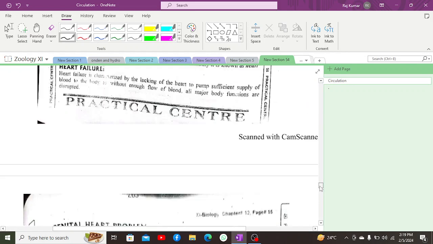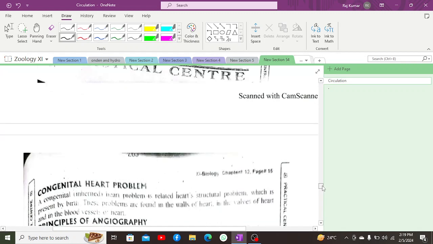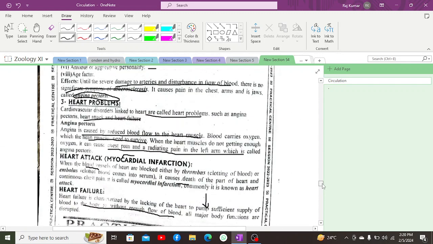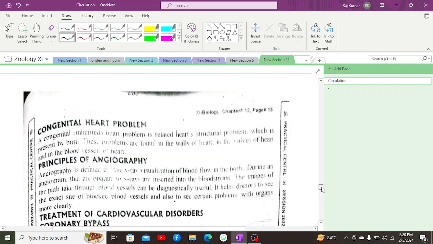And heart failure is a condition in which the heart stops working. It is characterized by the heart's inability to pump a sufficient supply of blood to the body. As a consequence of myocardial infarction, there can be heart failure, which can lead to all major body functions being disrupted, and unfortunately the person can die. A successful treatment for it is heart transplant.